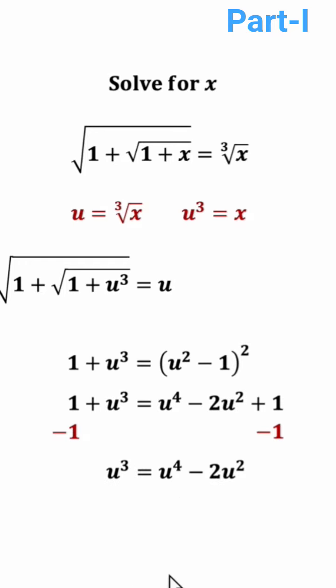Let's set everything equal to 0. Let's subtract u cubed from both sides. On the left-hand side, these are going to cancel each other out, leaving us with 0. And on the right-hand side, we have u to the fourth minus u cubed minus 2u squared.